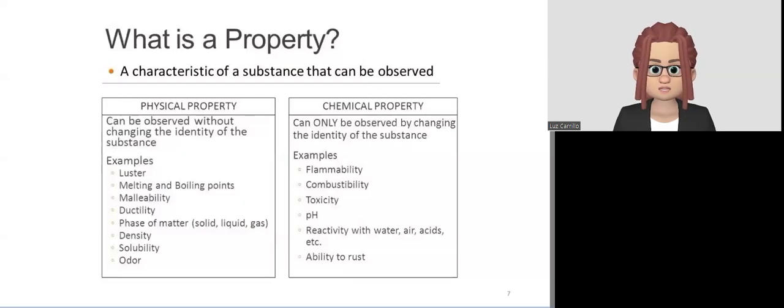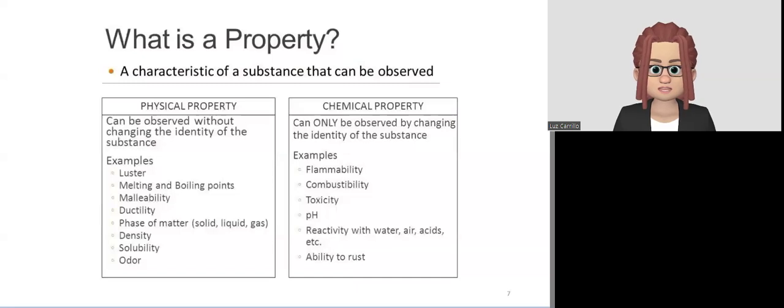In this video, we're going to continue talking about the topics in chapter 3. Now we are going to explore the concept of property. Property is another word that can be utilized to describe a characteristic of a substance that can be observed. And when it comes to matter, properties can be classified as physical properties or chemical properties.